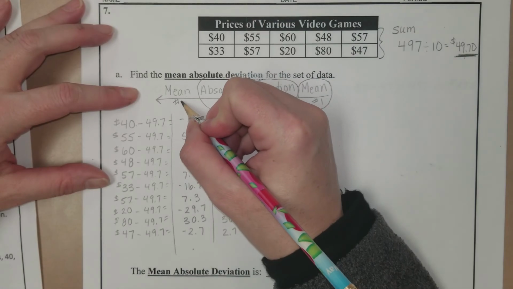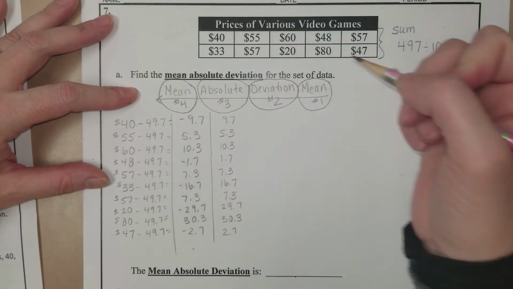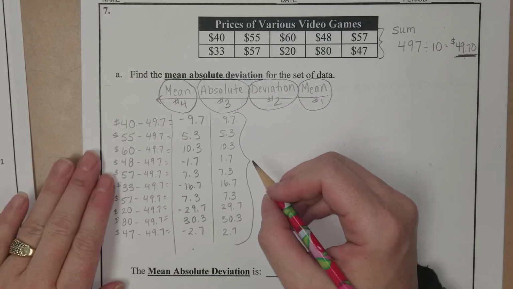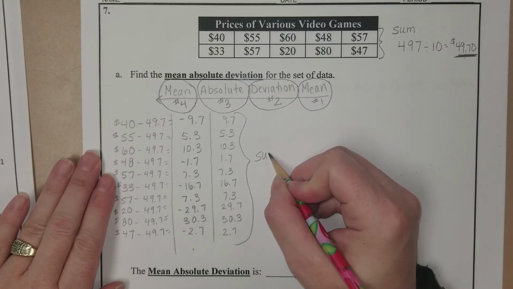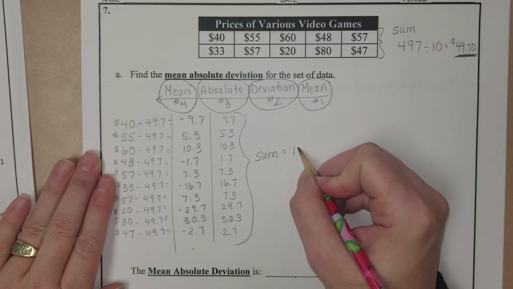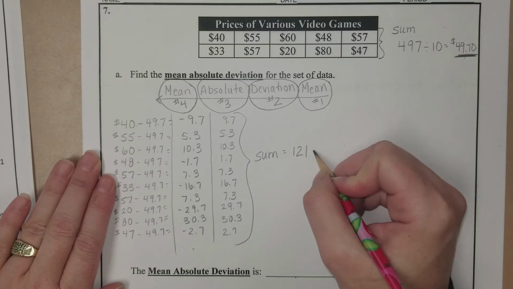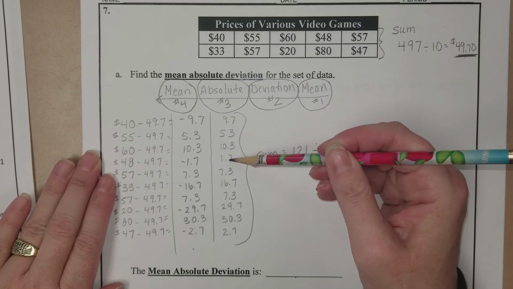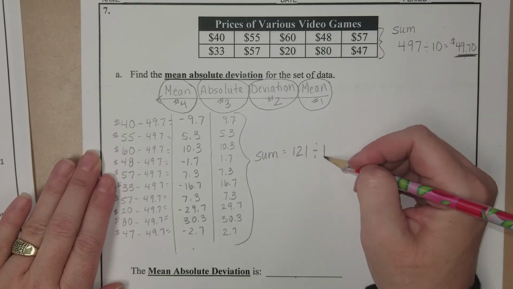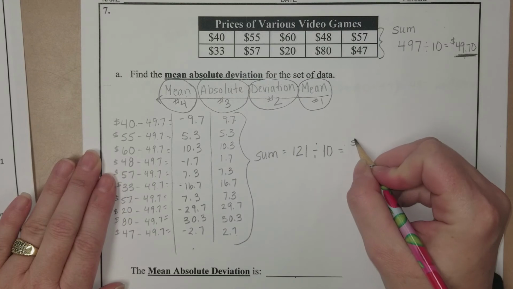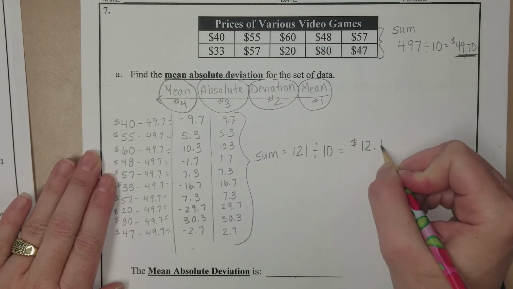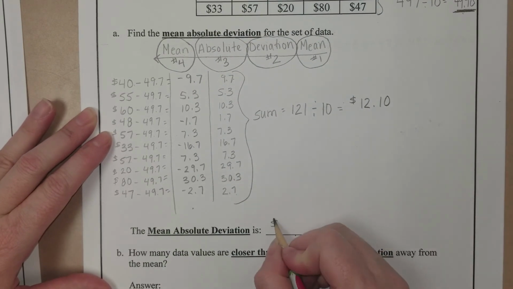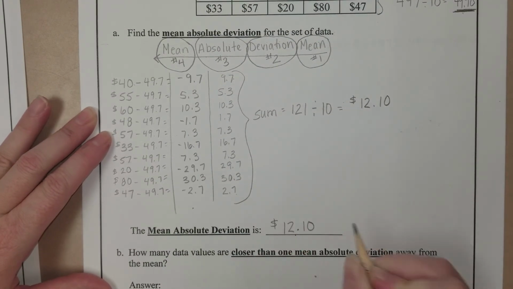Step 4, I have to find the mean again. So I have to add all of these values up. And when I do, I'm going to get a sum of 121. And I have to divide by the number of data points that I have: 1, 2, 3, 4, 5, 6, 7, 8, 9, 10. And that will give me $12.10. So the mean absolute deviation is $12.10.